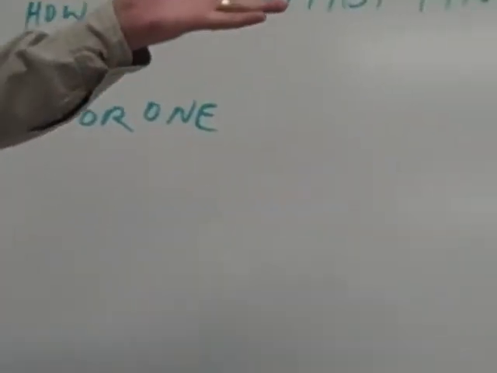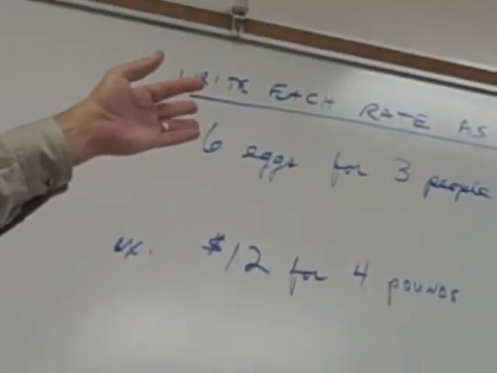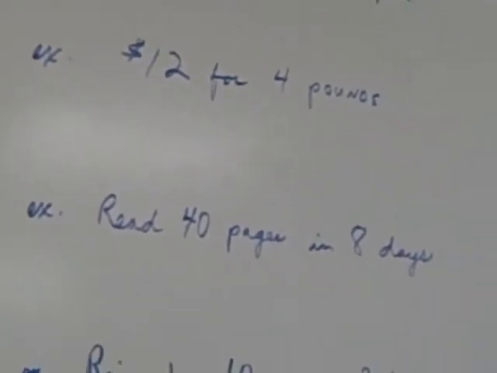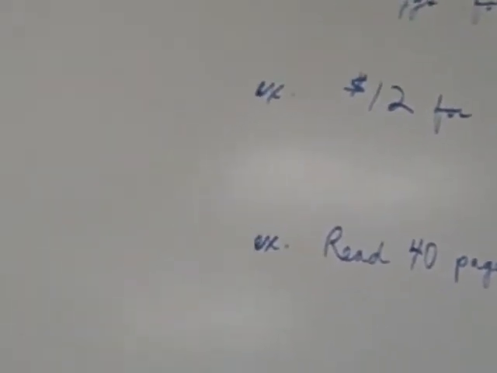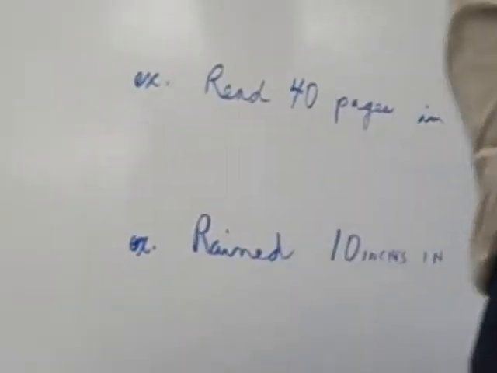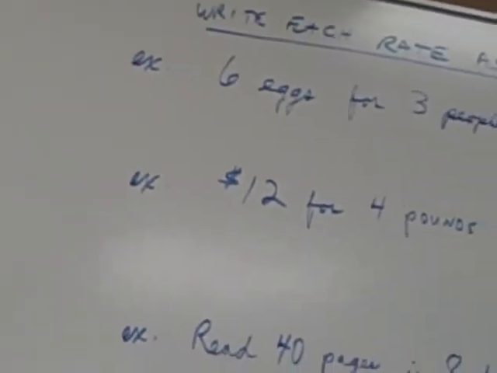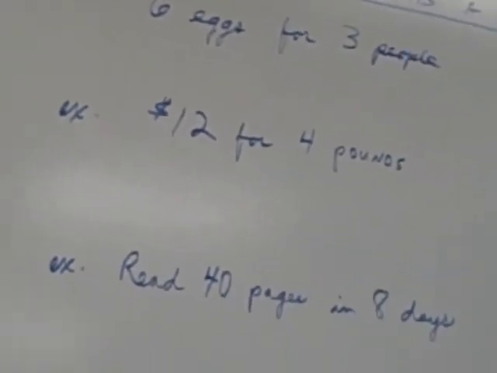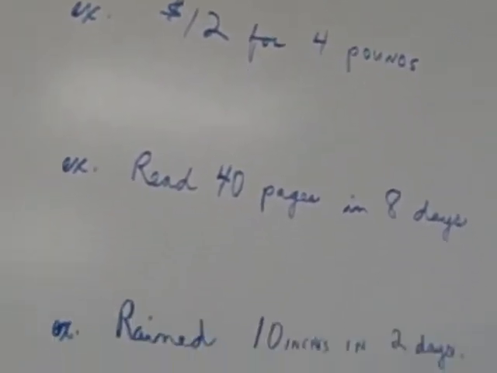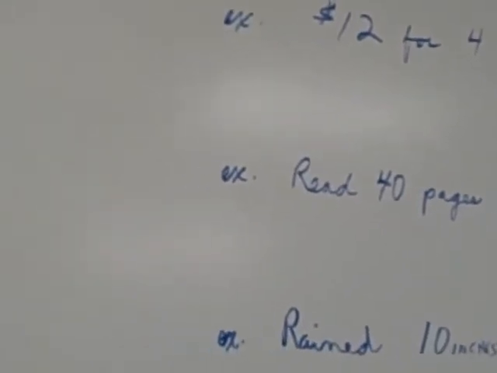If we look at our examples right in the middle of our notes, we have 6 eggs for 3 people. Well, I don't want to know how much for 3 people. I want to know how much for one person. It always made me mad going to the grocery store and they have a sign up there that says 3 cans of green beans for $1.50. Well, I don't want 3 cans of green beans. I only need 1. So I got to be able to find out how much 1 can is. And that's what unit rate is.